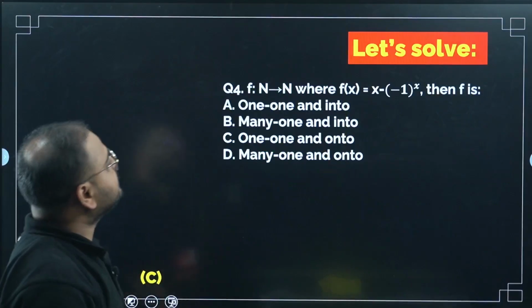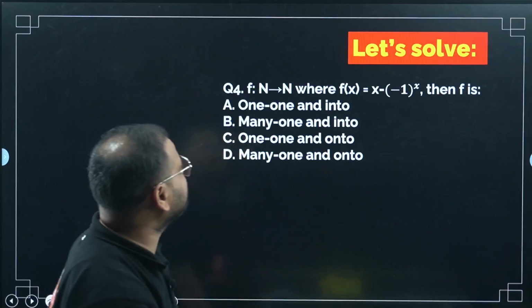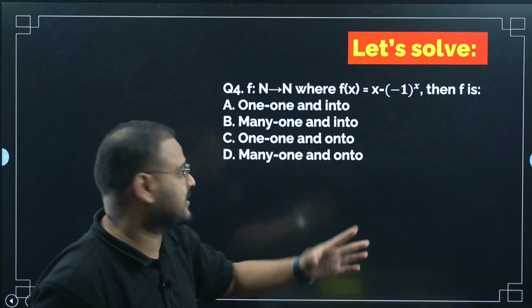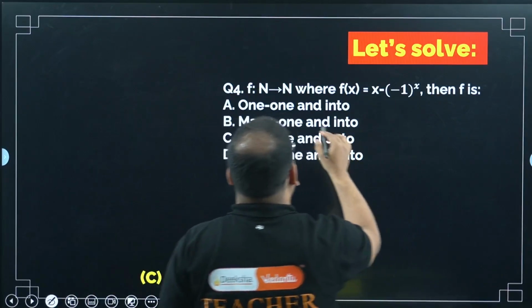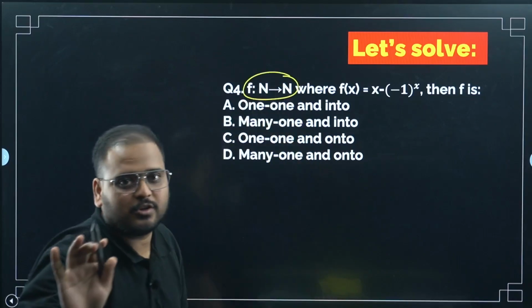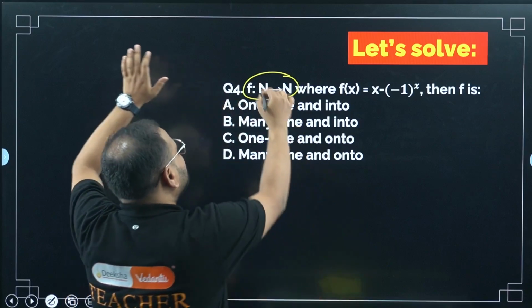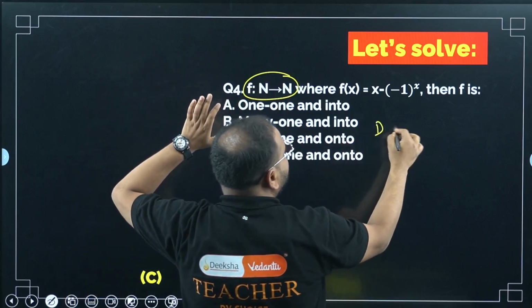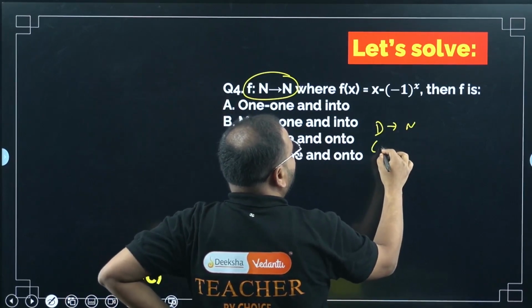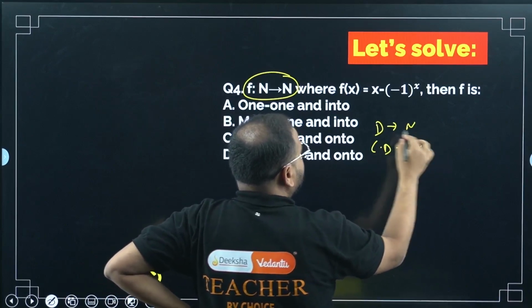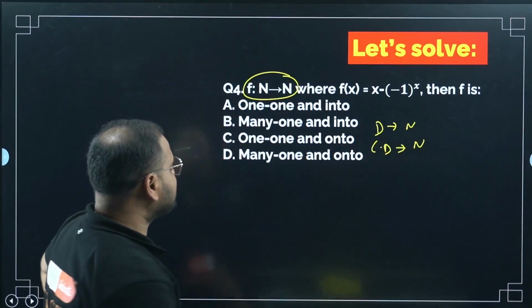Okay, I hope this was clear. Now, again, a very simple question. Let's see. We'll solve this question in 30 seconds. After reading the question, we have to explain the question also, na? So the function is written on natural numbers. What's my domain, bacha? Domain is natural numbers. What's my codomain, bacha? Codomain is also natural numbers. Okay, great, sir.